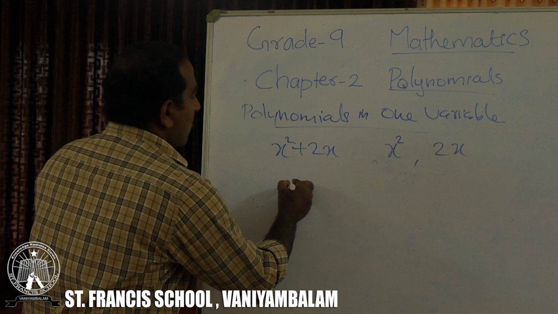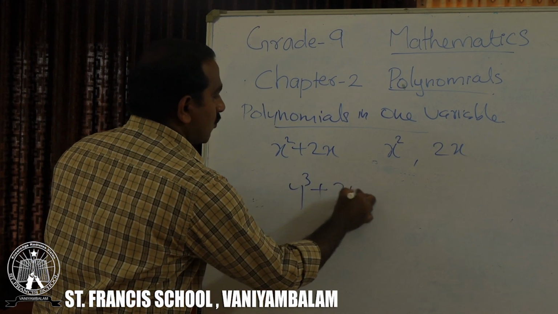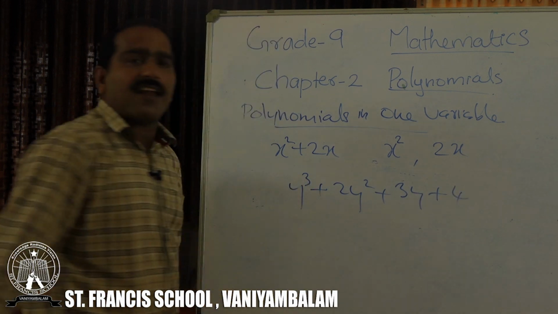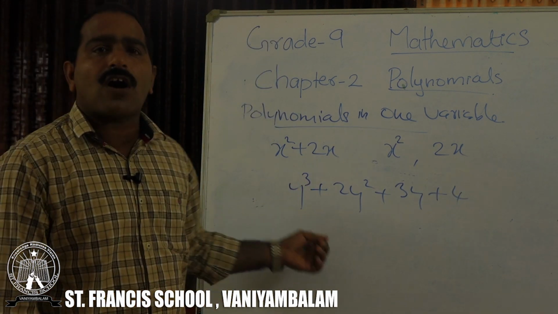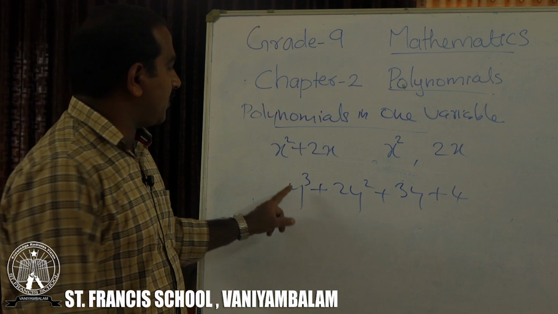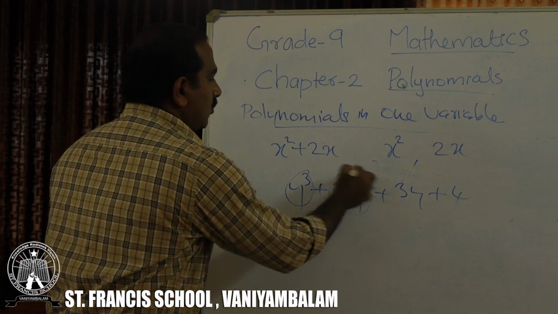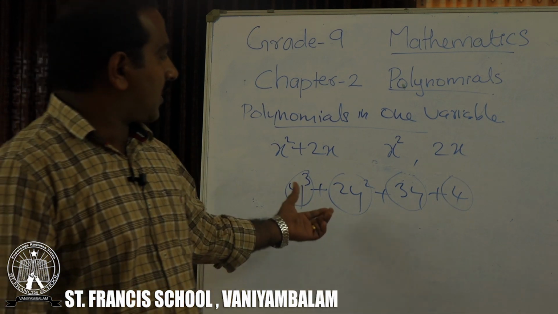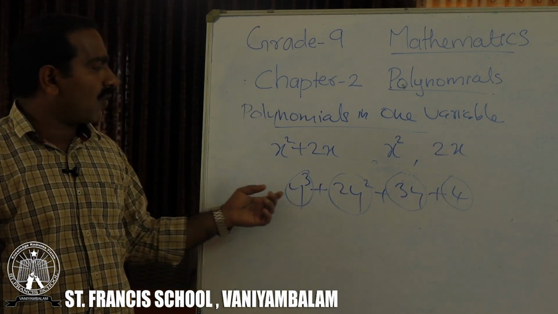Another one is y power 3 plus 2y square plus 3y plus 4. It is another polynomial. How many terms? Here are 1, 2, 3, 4. There are 4 terms. It is a polynomial with 4 terms.